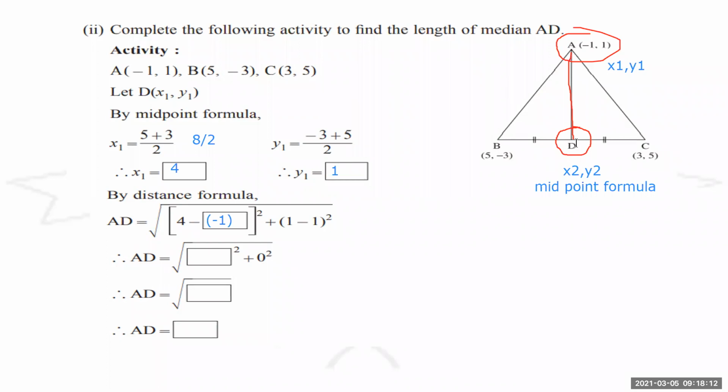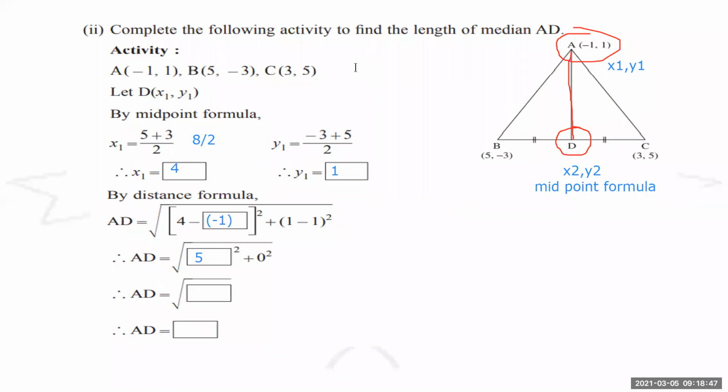Now y2 means the coordinate of D. y2 is 1 and y1 is 1. So 1 minus 1, the whole square. Is this clear to all the students? Now check what you will get. 4 minus of minus 1 is 5. So 5 square plus 0 square. 5 square plus 0 square is 25.